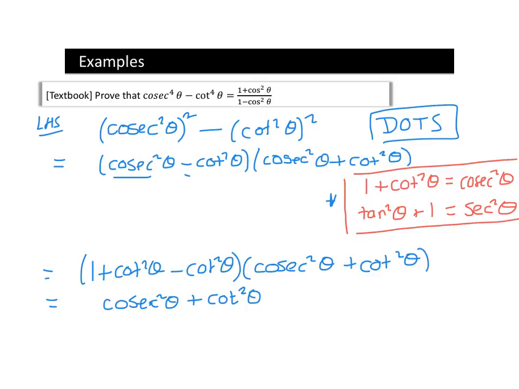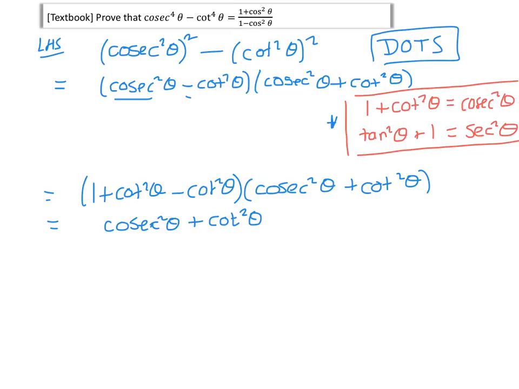Now, using my reciprocal functions here, I'm just going to move my page up a little bit. Then I know that cosec squared x I can write as 1 over sine squared x. I'm trying to, because I can see on the right hand side I've got an expression in terms of cos squared x, that's what I'm trying to get to. And cot squared can be written as cos squared theta over sine squared theta.